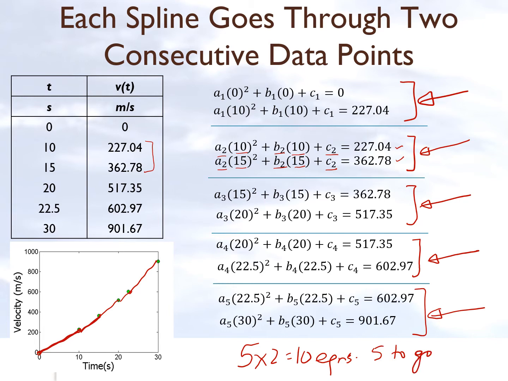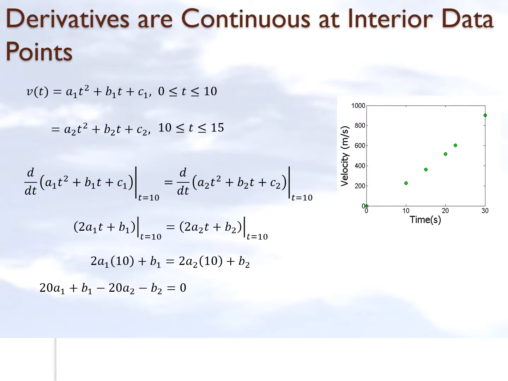Because we need 15 equations, we have been able to show that this particular part of the algorithm tells us each spline goes through 2 consecutive data points, which gives us 10 equations. We also know that the derivatives are continuous at the interior data points. So we have 6 data points, but 4 of them are interior right here. So if you look at this particular interior data point right here, it has this spline, that is this one right here, and then it has this spline, the second spline, which is right here. They both go through the common interior data point, which is at t equal to 10.